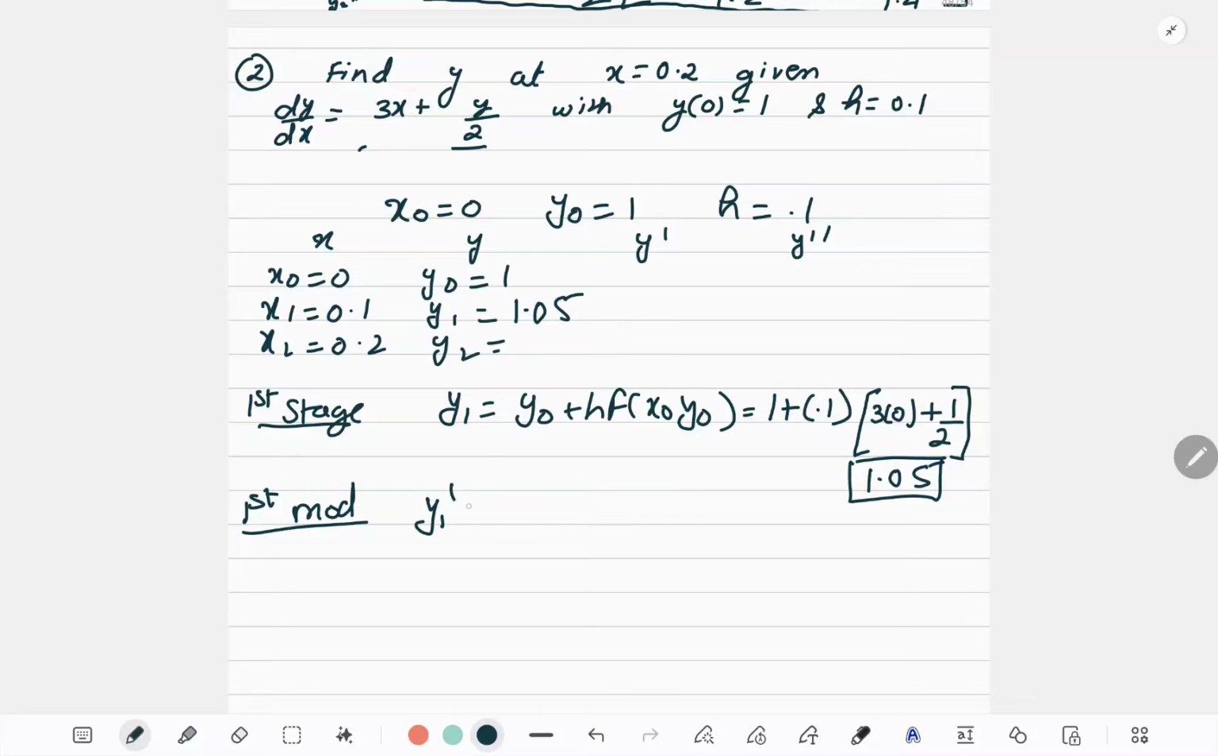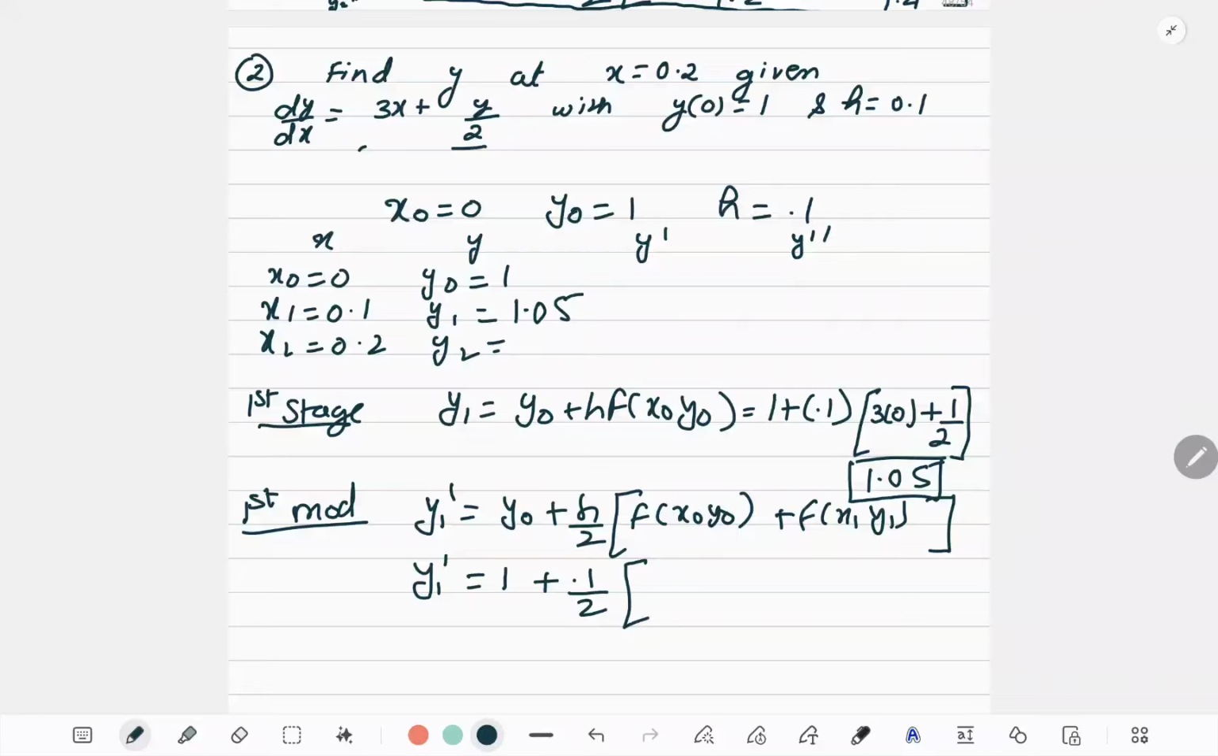First modification is y1 dash is equal to y0 plus h by 2 in bracket f of x0 y0 plus f of x1 y1. Close the bracket. So y1 dash is equal to y0. What is y0? 1 plus 0.1 upon 2. Then 3 into 0 plus 1 by 2 plus 3x1. Now x1 is 0.1, right? So 3 into 0.1 plus y1 by 2. So 1.05 by 2.